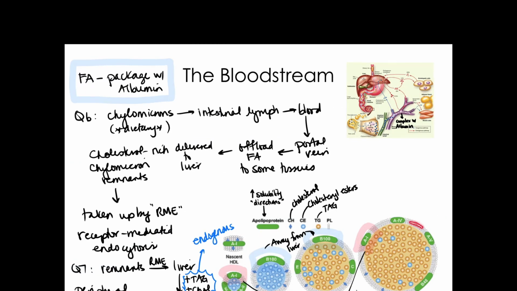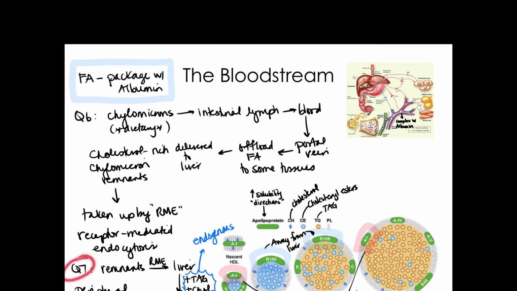We've got our hydrophilic head groups on our lipid bilayer here, or I should say our micelle. And then we also have some proteins here that not only increase the water solubility, but also provide directions for where these particles are supposed to go. But the inside of all of these is always going to be filled with lipids. It's going to be some combination of triglycerides and then cholesterol esters.